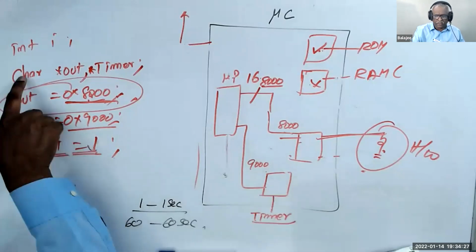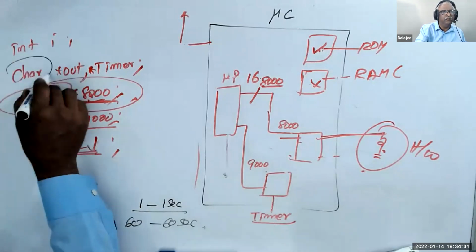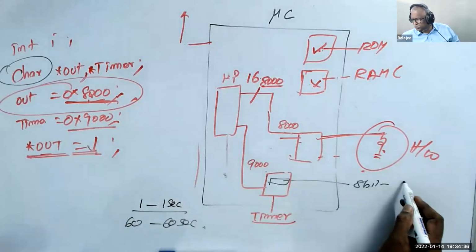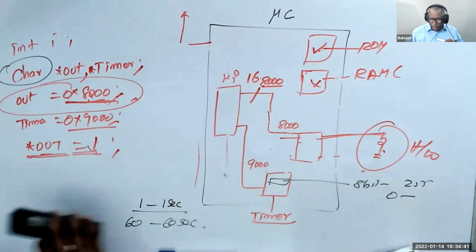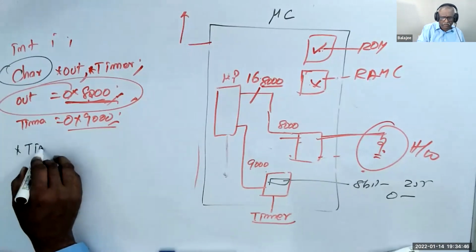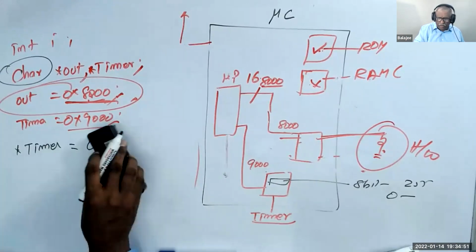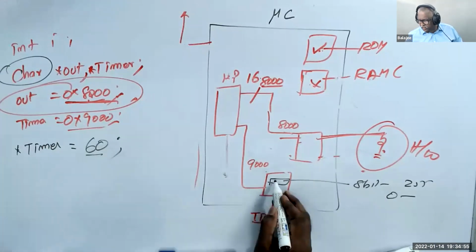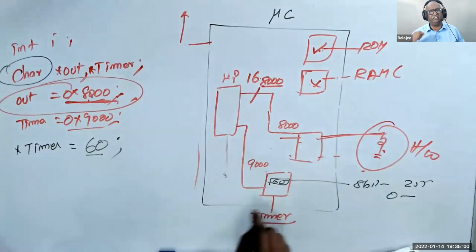So totally how much? This one has 255, 1 character. I define it as a character. So this has 1 location, 8-bit. His maximum is 255. Minimum is 0. So if I write here, start timer is equal to 60. Now you are writing 60 here. That's it. The moment you write 60 here, this timer starts counting.